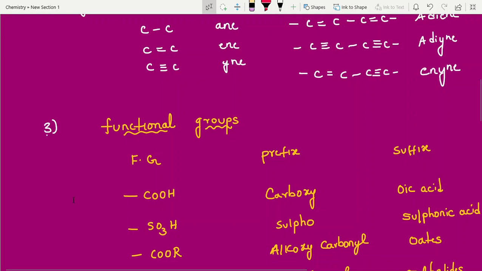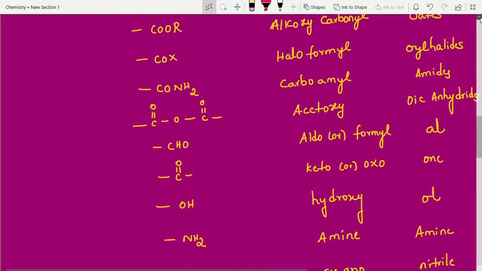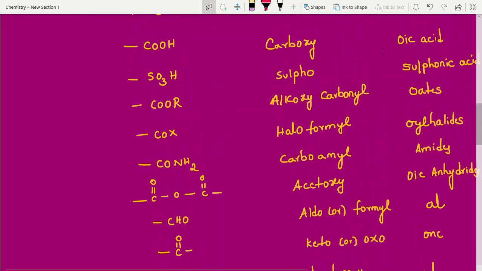Suppose the COOH group is there. What do we call it? Prefix name is carboxy; suffix name is oic acid. Now look into the next one. SO3H, we call it sulfo as prefix; as suffix, sulfonic acid.